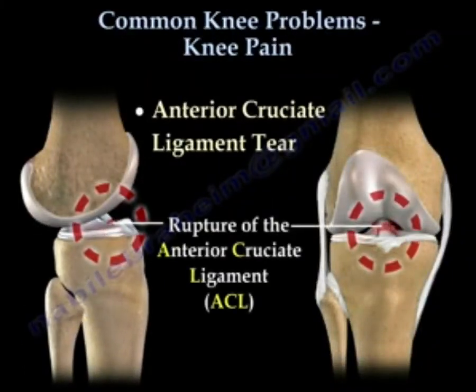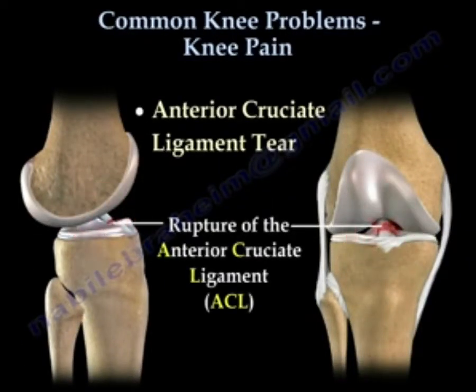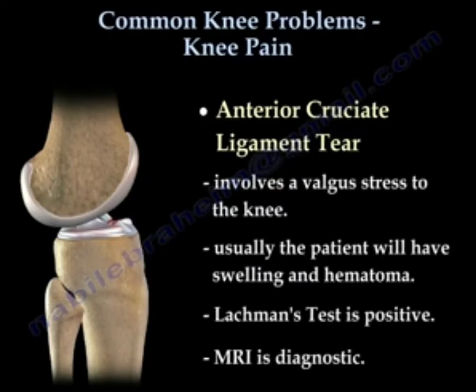ACL ligament tear. It involves valgus stress to the knee. Usually the patient will have swelling and hematoma. Lachman test is positive and the MRI is diagnostic.